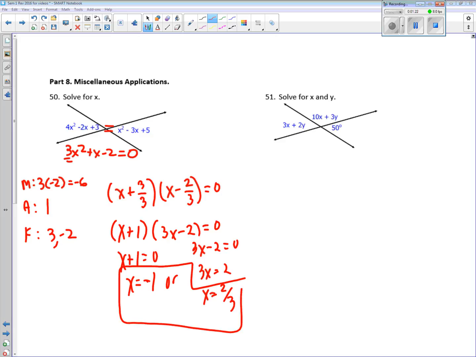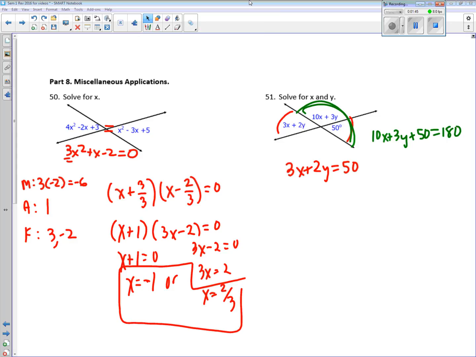As far as 51, I do have vertical angles that are congruent. But now I got to come up with another equation. So what I can do is note that I have a linear pair here, so these two have to add up to 180. So that's going to give me a second equation. So now I have a system to work with.